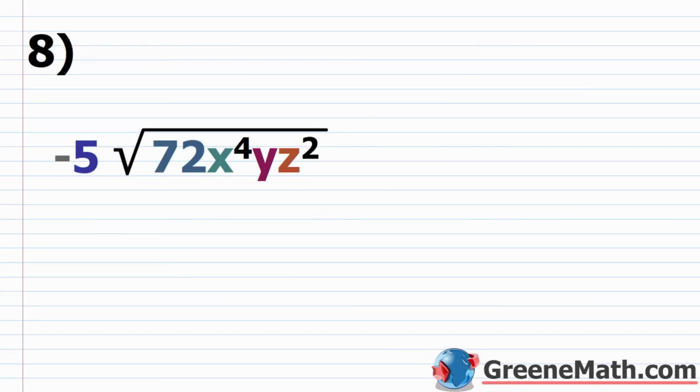yz squared. All right, for problem number 8, we have negative 5 times the square root of 72 x to the 4th power yz squared.